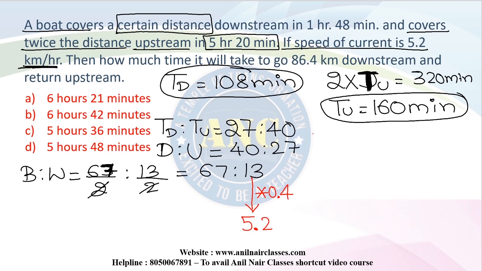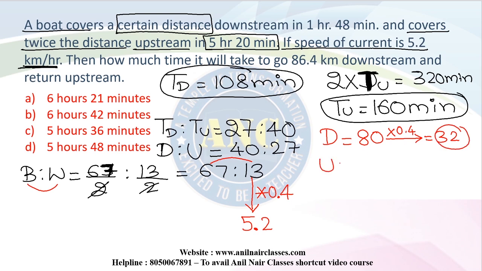The downstream speed, according to the ratio, is B plus W: 67 plus 13, it is 80. According to the ratio it is 80. According to the question, how much? Multiply by 0.4. 80 into 0.4 is 32 kilometers per hour.